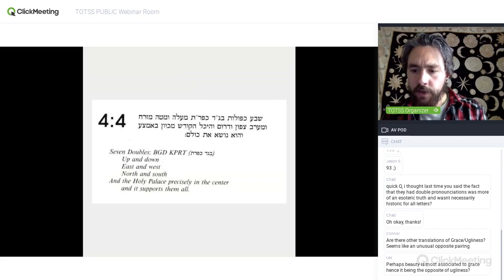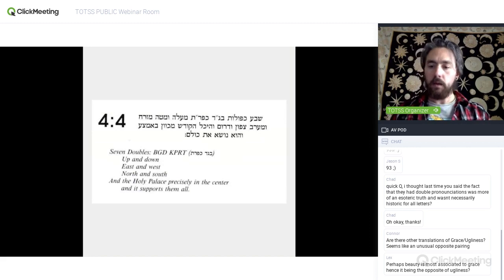Let's see, Lex suggests perhaps beauty is most associated to grace, hence it being the opposite of ugliness. Yeah, I think that's a good thought. Certainly, beauty would be a more conventional opposite to ugliness. I would say the sixth sephira on the tree, Tiferet, is beauty. So maybe they were using a different word rather than reproducing the names of one of the sephiroth. I'm not sure. But I think grace probably meant something along the lines of beauty and harmony.